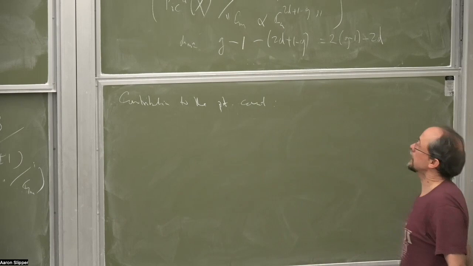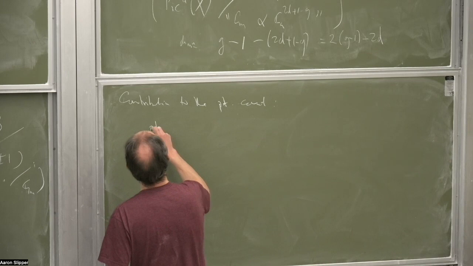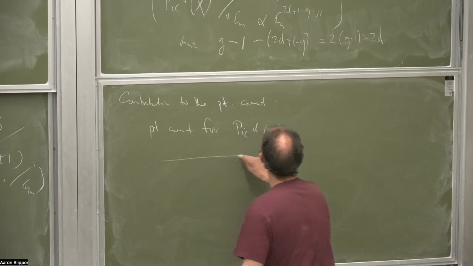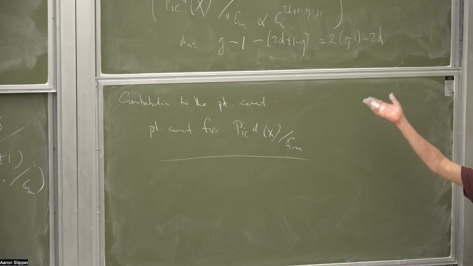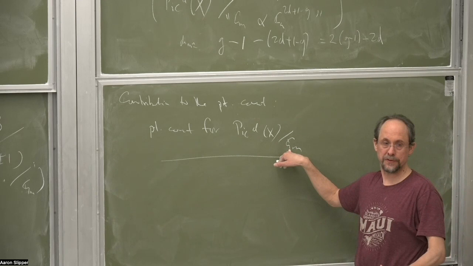And here's the number of automorphisms. So basically, what do we get? We're counting one kind of point for each line bundle. But if we were just doing the Picard, each line bundle on the Picard stack, which is the Picard scheme by G_m, you just have G_m as automorphisms.